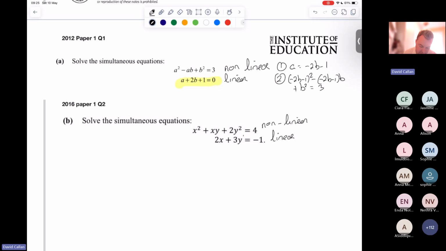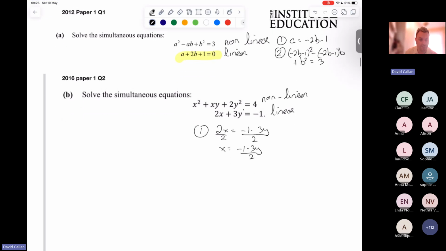So you pick your linear one, right? And I'll do 2x is equal to minus 1 minus 3y, and then divide both by 2. And I get x is equal to minus 1 minus 3y over 2, right? So that's step one. Grand. Fine. I know I'm in for it now because I have to have a fraction, right? There was no way to avoid it. It was either that or over 3 with the y.